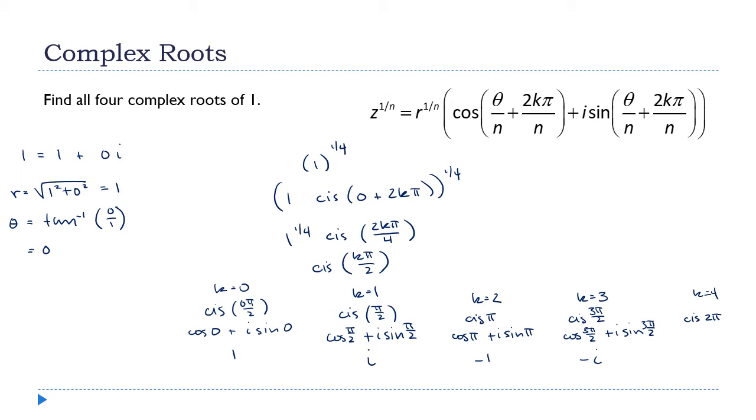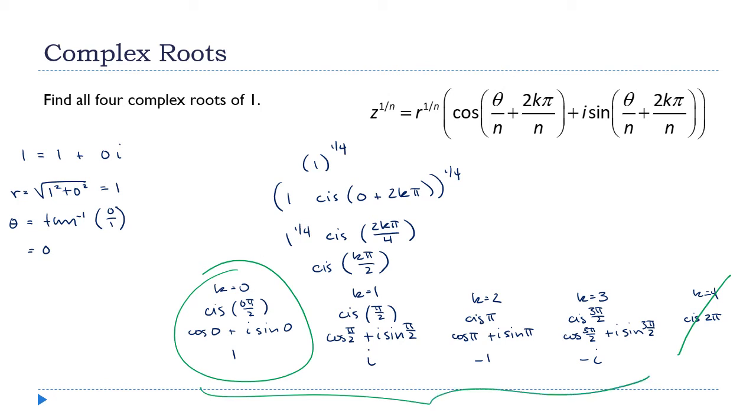Cosine of 2 pi and the sine of 2 pi, those are the same as cosine and sine of 0. See, this is what I was talking about. This is the point where we started to repeat, right? So this is where you stop, and these 4 numbers are it. And that's what we expected. We expected there to be 4 numbers, right? 4 fourth roots. So yeah, that makes sense.